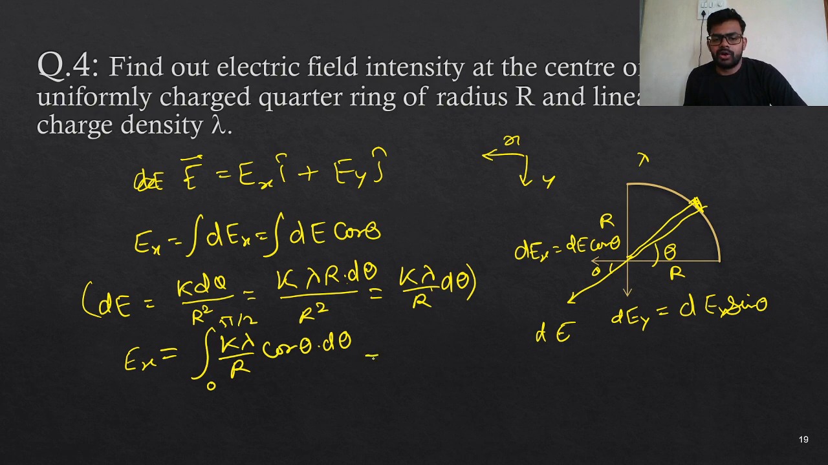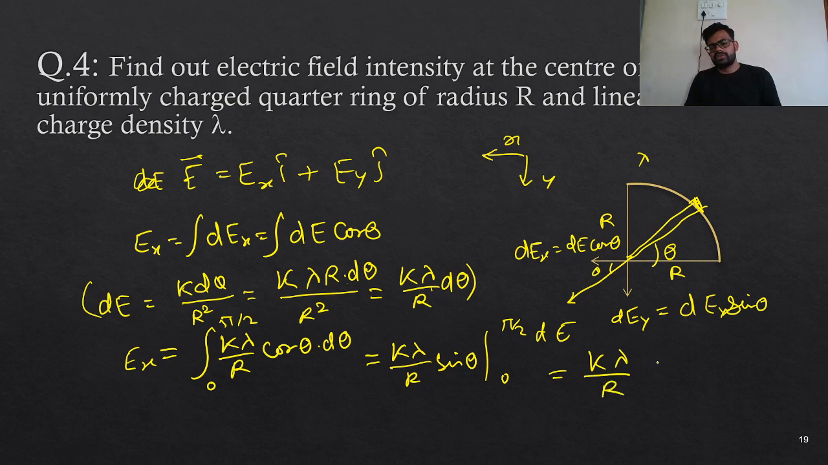So the integration of cos theta is what? Sin theta. So k lambda by r sin theta, and from where to where? 0 to pi by 2. If you put the value, you are getting k lambda by r. In which direction? This is Ex, so this is in the I cap direction.